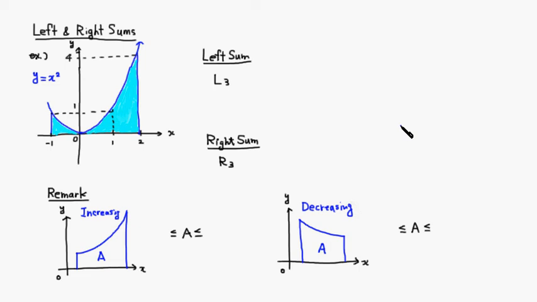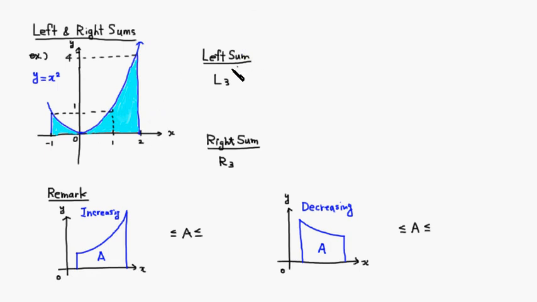Okay, let's look at the left and the right sums. Let's say you have a graph of y equals x squared, so it's just a regular parabola, and we want to find the area under the graph going from x equals -1 to x equals 2. We want to approximate this area.